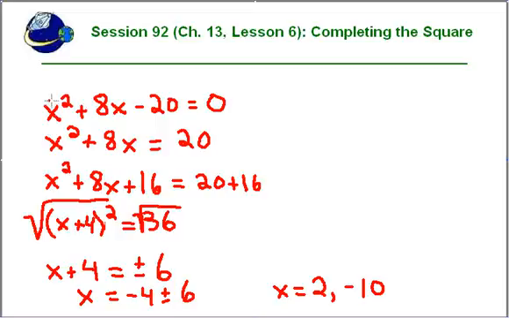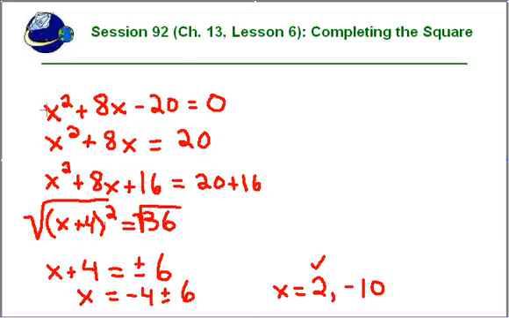Let's put in the 2 into our original equation. 2 squared is 4. 8 times 2 is 16. 4 plus 16 is 20. 20 minus 20 is 0. That works. Let's put in our minus 10.